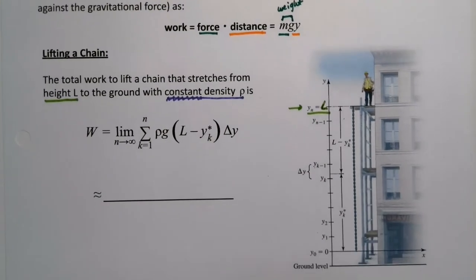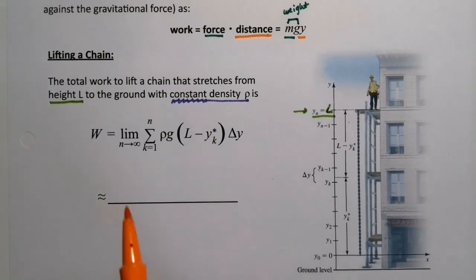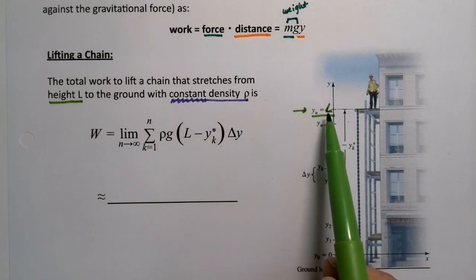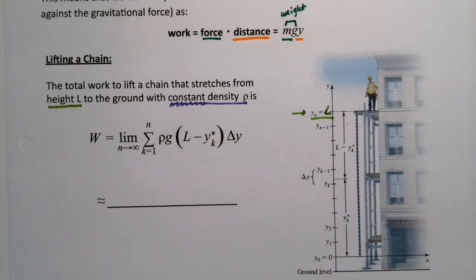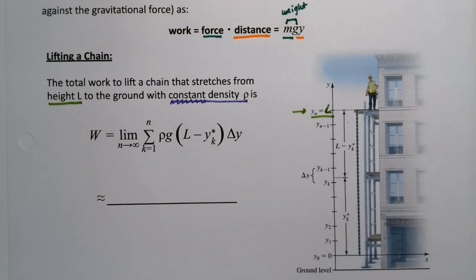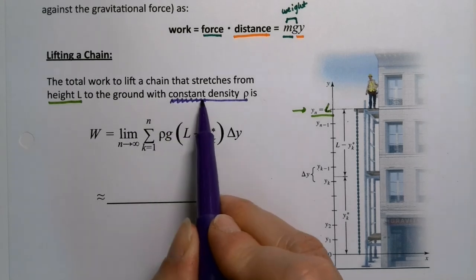All right, so let's talk about lifting a chain. The total work to lift a chain that stretches from the height of L, right up here at the top, all the way to the ground. Now we're going to assume that it has a constant density. That's actually a pretty safe assumption. I mean, it's a chain. We're not assuming that this part is more dense than this part for any reason. So it has a constant density.